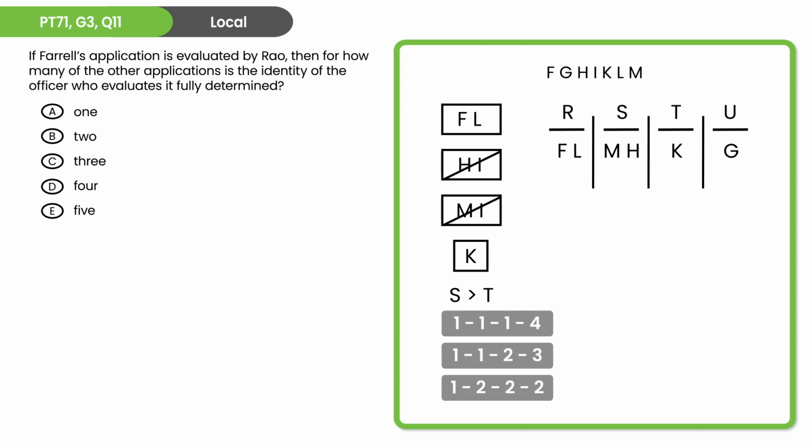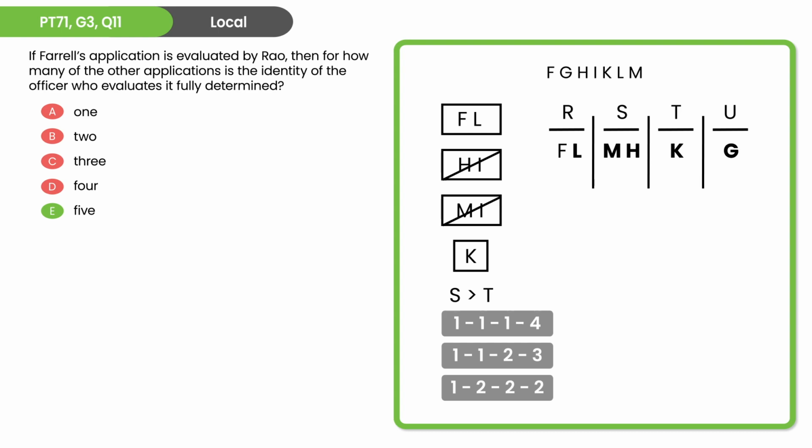We know it can't go into S because it can't go with either H or with M. Can't go into T because it can't go with K. But it could go in either R or U, so we don't exactly know where that's going to go. Other than F, we know L, H, M, K, and G. So that's 5. That's answer choice E.